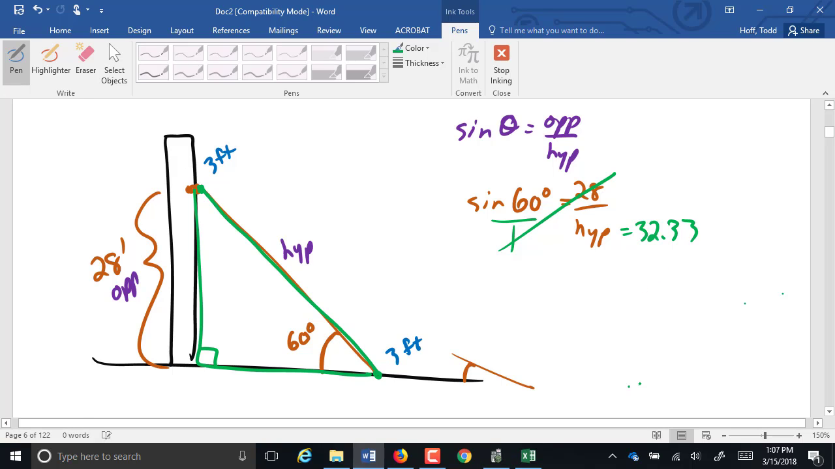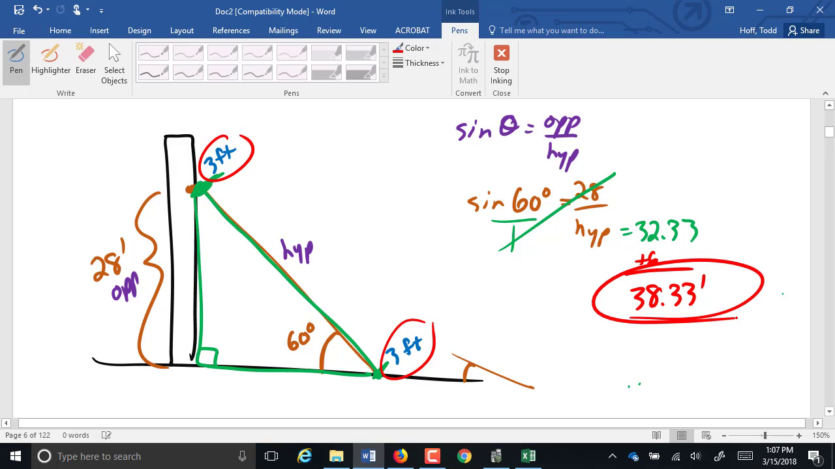So 32.33 gets us from here to here. What do we still need to do to it? Add 3 feet on each end, so add 6 feet. So we need a 38.33 foot piece of wire, so 38 foot 4 inches about. What do you think? Not so bad.